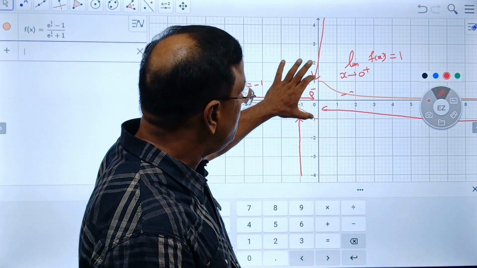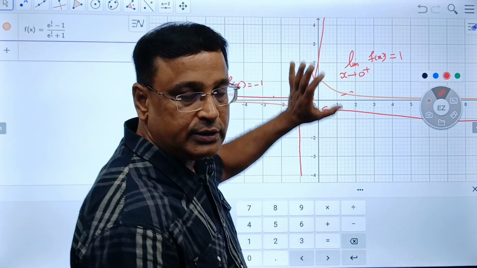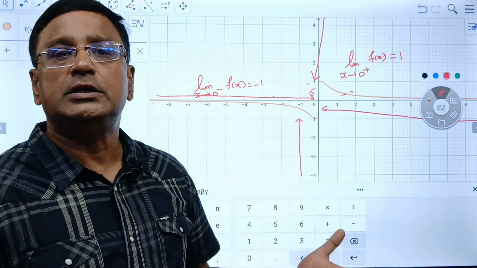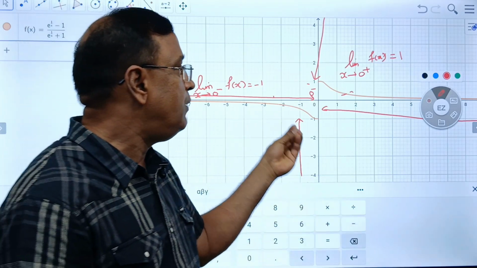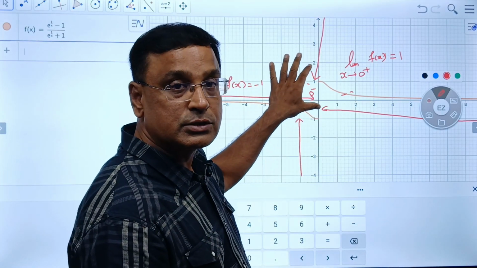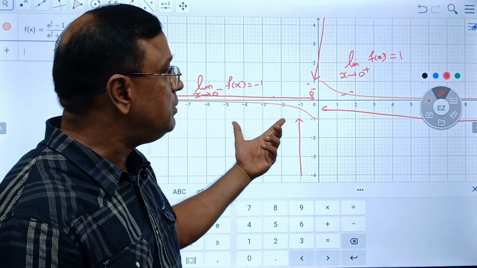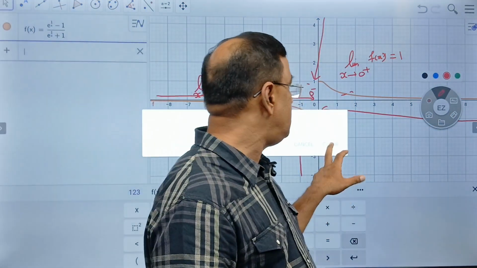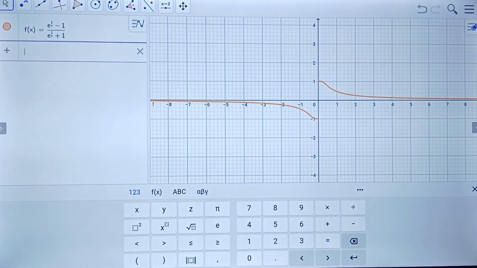There is a gap which cannot be filled by 1 point. That is what the situation is when LHL is not equal to RHL. Therefore, the function is discontinuous. Where is it discontinuous? At x is equal to 0. So you are able to understand it visually. I hope it's clear. Okay. Now let's go to the next problem.